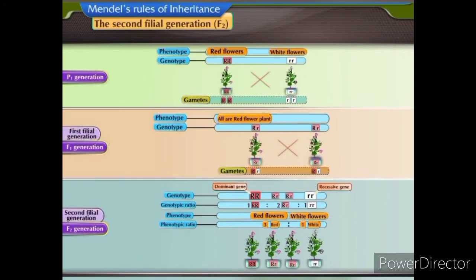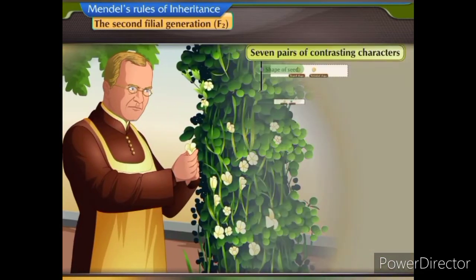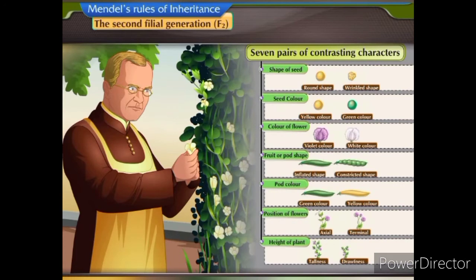For example, in a cross of pea plant involving red and white-colored flowers, the phenotypic ratio of F2 generation is 3 red is to 1 white, but the genotypic ratio is 1 RR is to 2 Rr is to 1 rr. Mendel's experiments involved 7 pairs of contrasting characters. Let us study one more cross of pea plants with some other pair of contrasting characters.